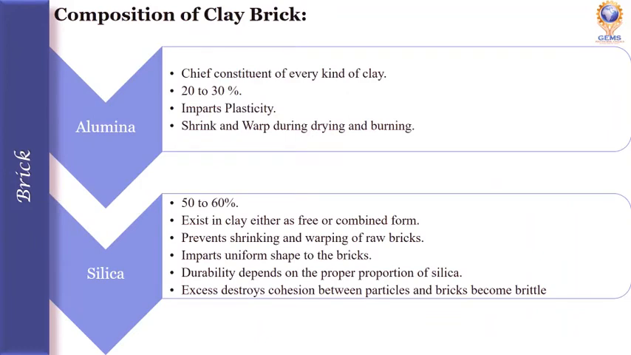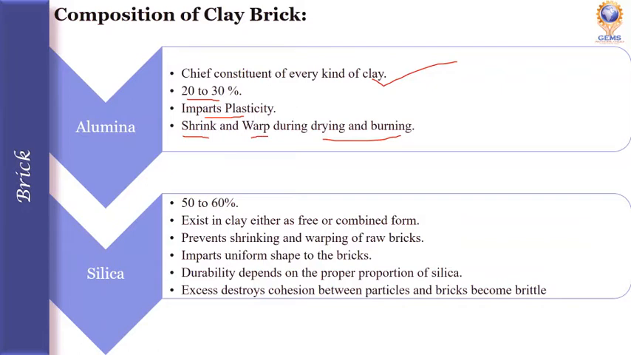Composition of clay brick. In clay brick, different constituents are present to make it better. First one is alumina. It is the chief constituent of every kind of clay. If you take any type of clay, alumina is the major element present. In a good brick, it should lie between 20 to 30%. Alumina gives plasticity to the soil so that it can be easily molded to any shape. If alumina is present in excess, more than 30%, what will happen during drying and burning? Your brick may shrink or warp.